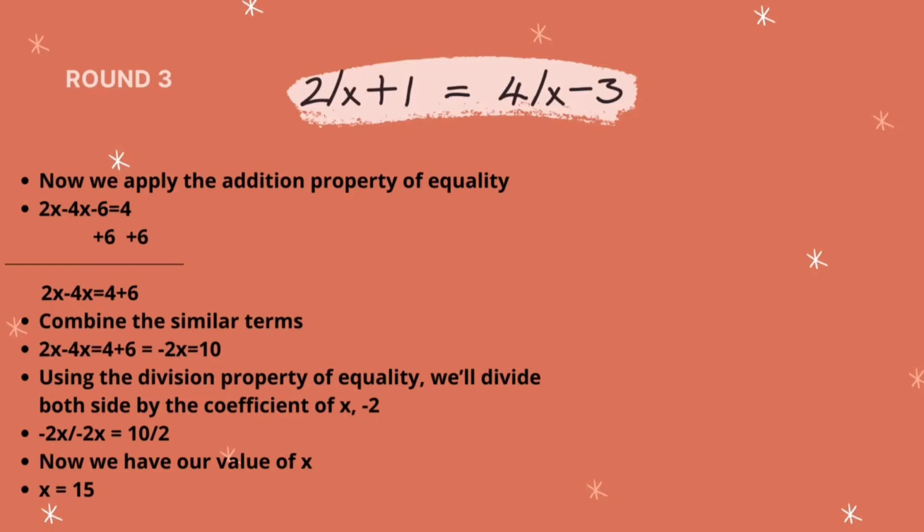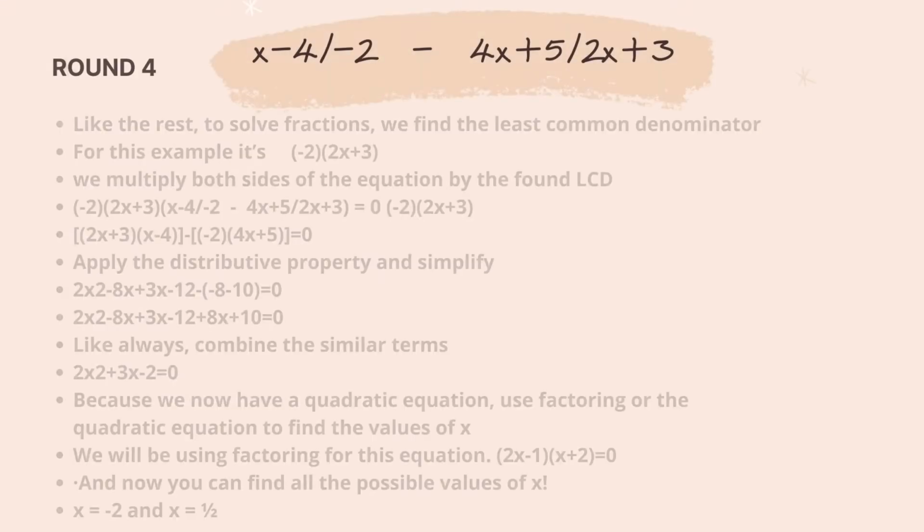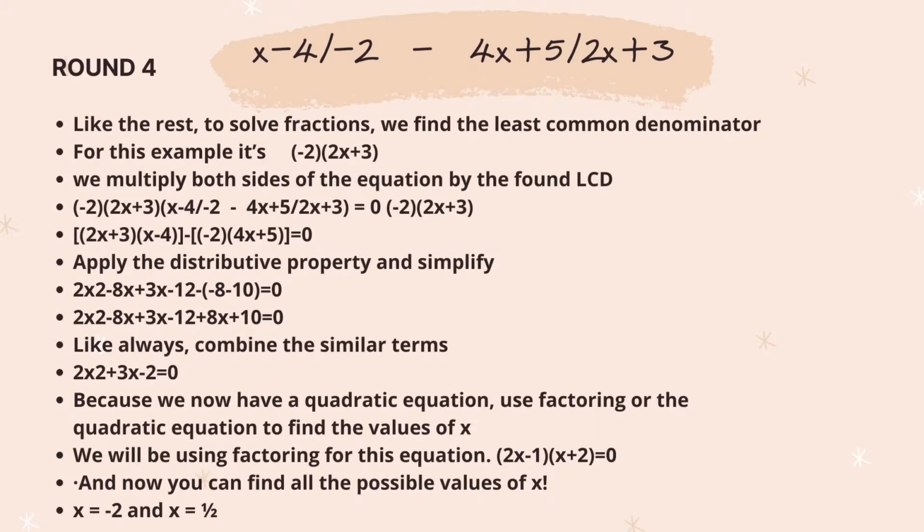Using the division property of equality, we'll divide both sides by the coefficient of x, negative 2. Negative 2x over negative 2 equals 10 over negative 2. Now we have our value of x. x is equal to negative 5. Still following? Let's move on. We have about 2 more examples left to learn.